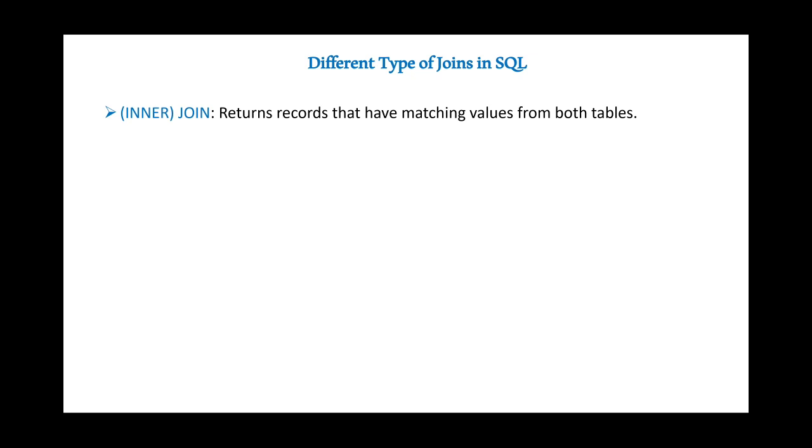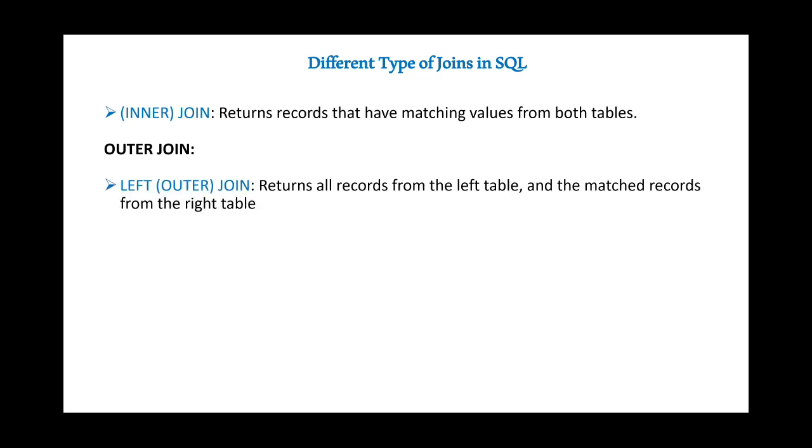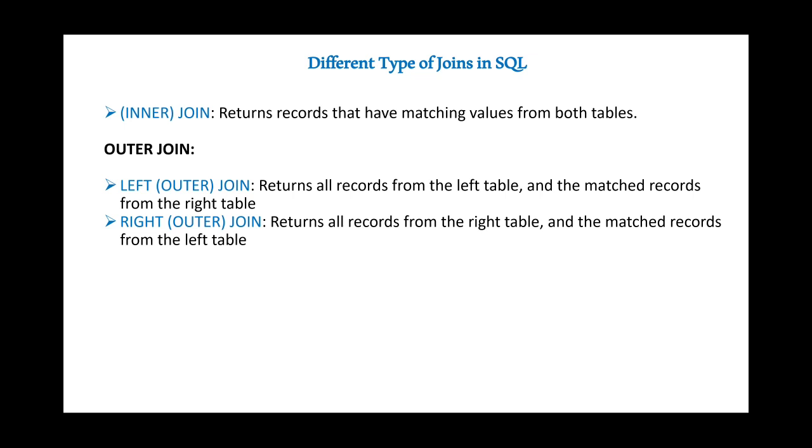Then the other type of join is called outer join. In outer join we have left outer join. This left outer join returns all the rows from the left table. All the rows means both matching and unmatching rows, and only matching records from the right-hand side table. Then we have right join, right outer join. This right outer join returns all the records from the right table and only matching records from the left table.